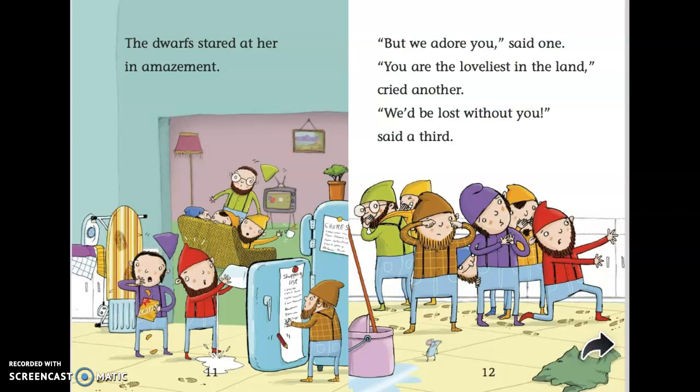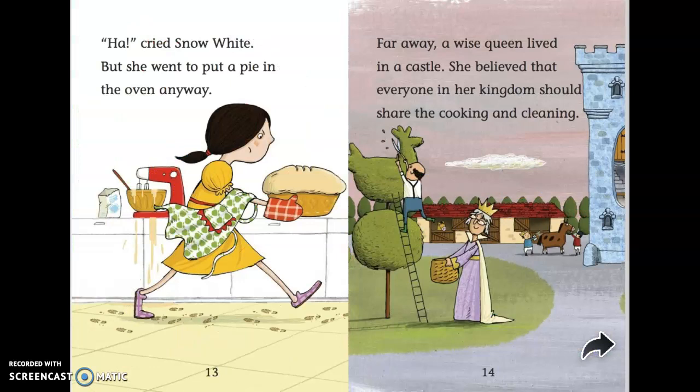"But we adore you," said one. "You are the loveliest in the land," cried another. "We'd be lost without you," said a third. "Ha!" cried Snow White, but she went to put a pie in the oven anyway. Far away, a wise queen lived in a castle.